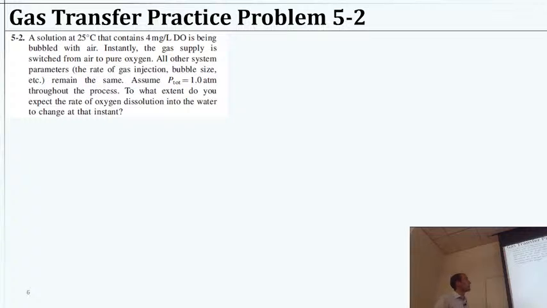Okay, another problem to take a look at. If we have a solution at 25 Celsius containing 4 milligrams per liter of DO, dissolved oxygen, being bubbled with air. Instantly, the gas supplied is switched from air to pure oxygen. So air being 21% oxygen, now we have 100% oxygen. All other system parameters, the rate of gas injection, bubble size, all that remain the same. Assume that the total pressure in these bubbles is 1 atmosphere throughout the process. To what extent do you expect the rate of oxygen dissolution into water to change at that instant?